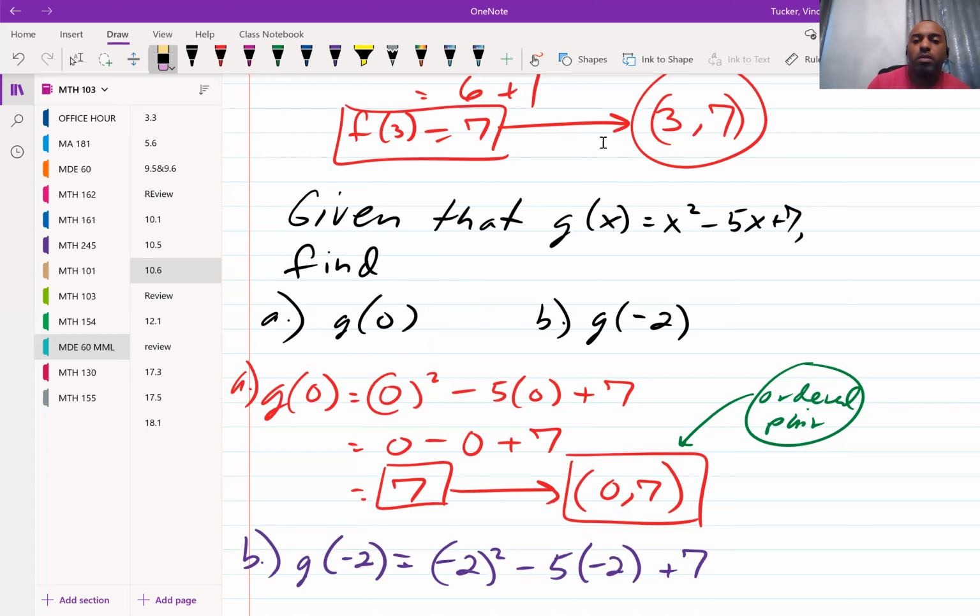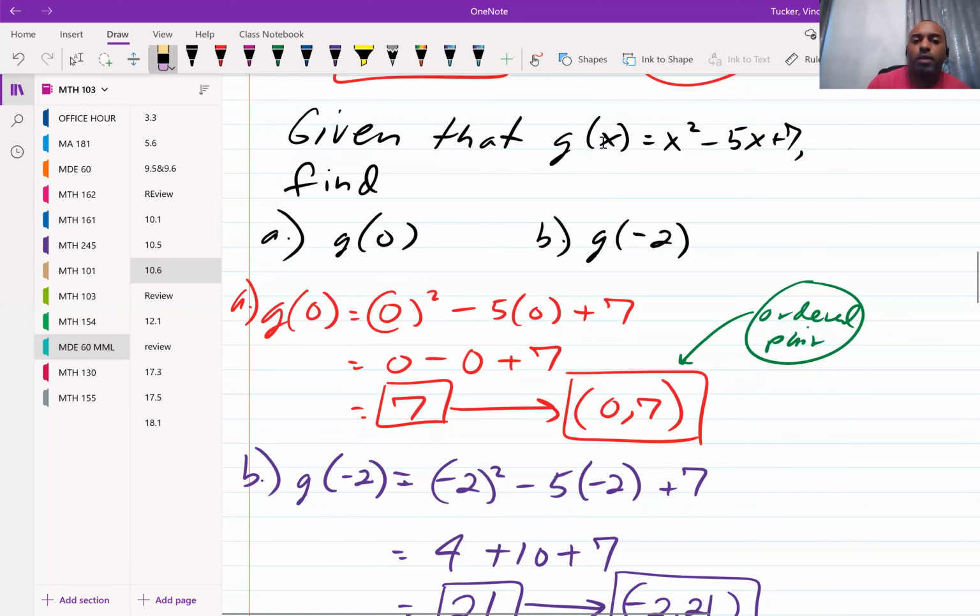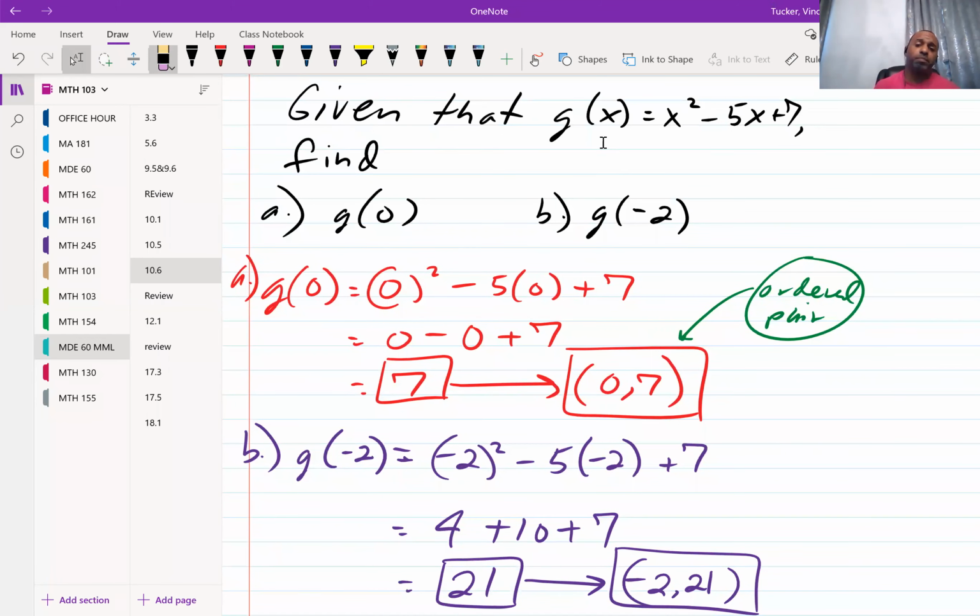All right. Then the same thing for negative 2. Plug negative 2 into that same function, because we're talking about that function that is g of x. And then calculate negative 2 squared, which is negative 2 times negative 2, which is positive 4. Negative 5 times negative 2 is positive 10. And that's a plus 7. So we add 4 plus 10 plus 7, that'll be 21.